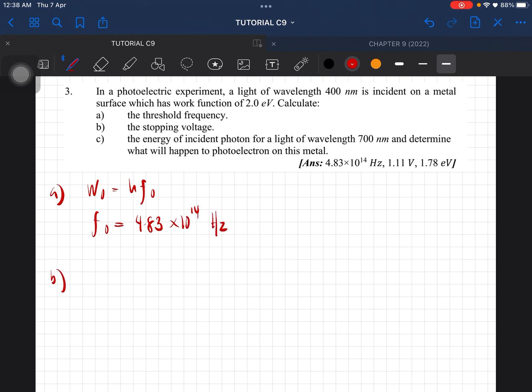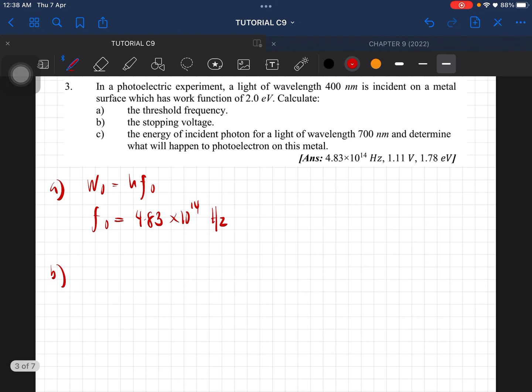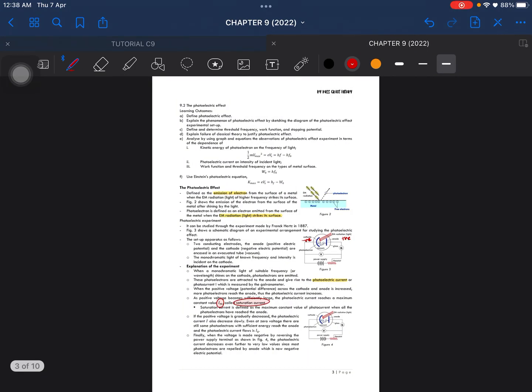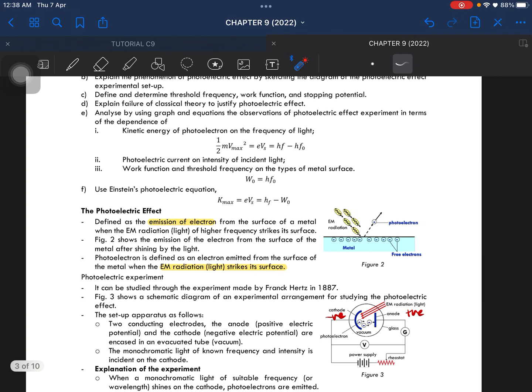Okay, and then question B, the stopping voltage. We are going to use the Einstein photoelectric equation, which is eVs equal to... I'm sorry, I'm not sure, is this the Einstein photoelectric equation? Yes, it is the Einstein photoelectric equation because that is this one.